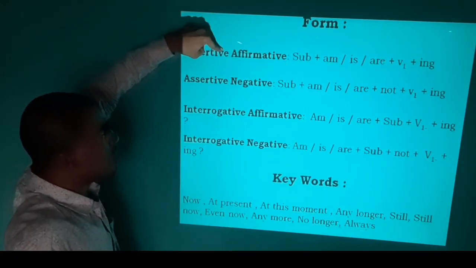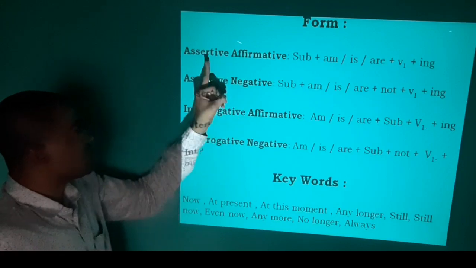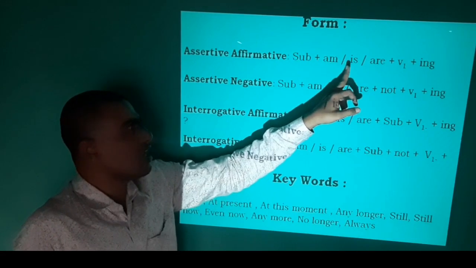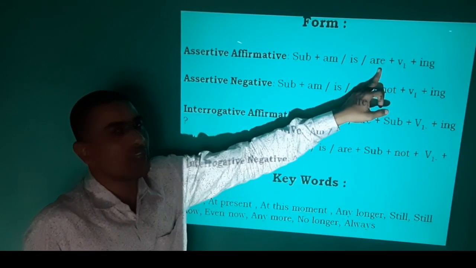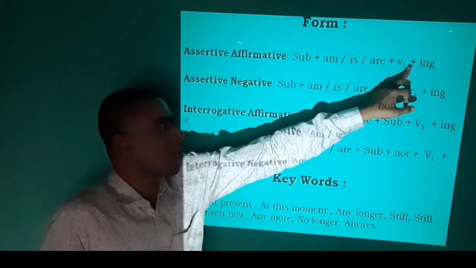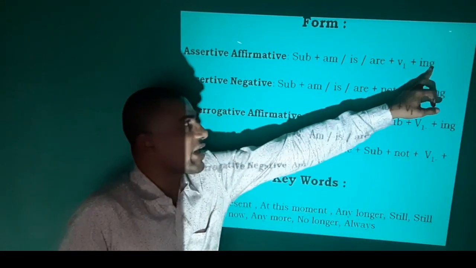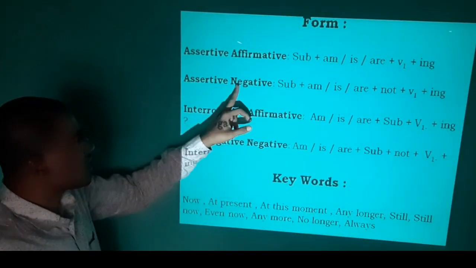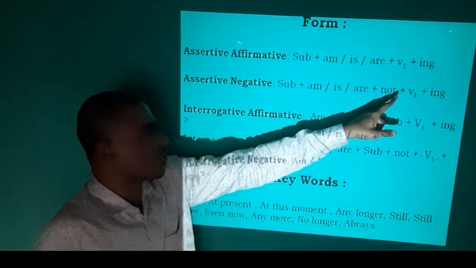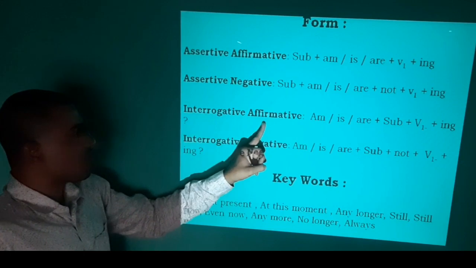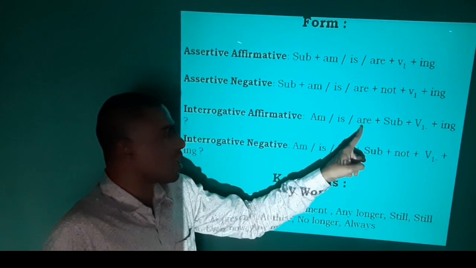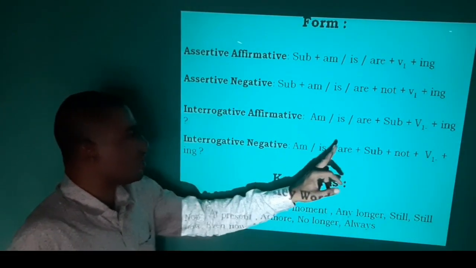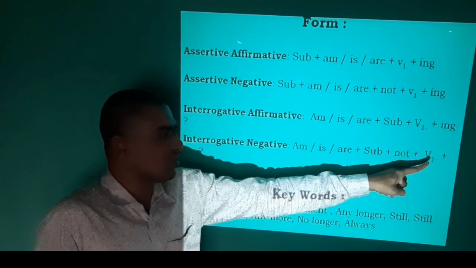If you look at the form, here we generally get the ing form. So assertive positive, we get subject plus am, is, are. Am is used with I, is is used with he, she, it, and are is used with we, you, they, plus first form of the verb and ing form. This we call the present participle. V1 plus ing is called the present participle. And assertive negative is subject plus am, is, are plus not plus V1 plus ing. Interrogative affirmative or interrogative positive, am, is, are plus subject plus V1 plus ing. And then interrogative negative, am, is, are plus subject plus not plus V1 plus ing.